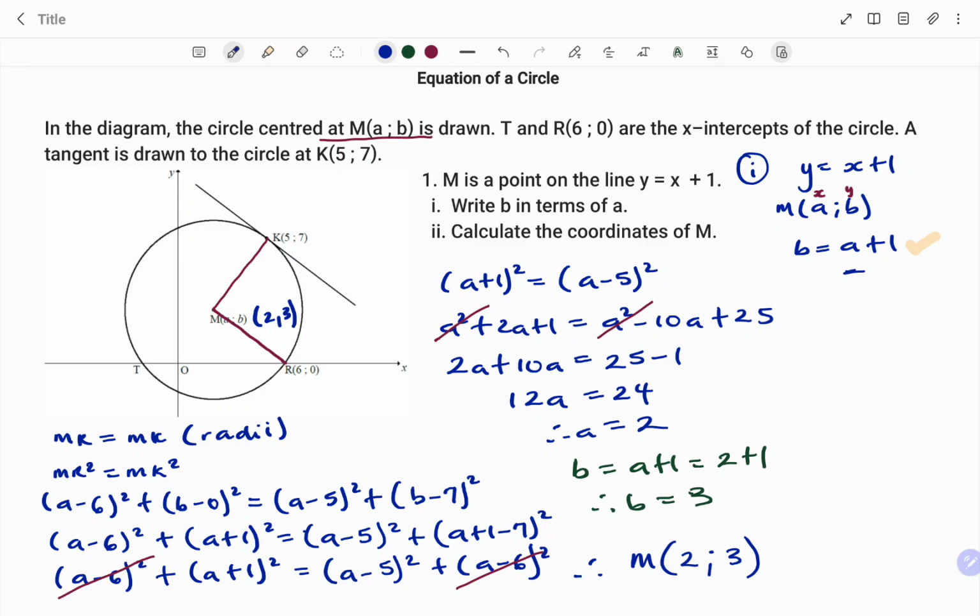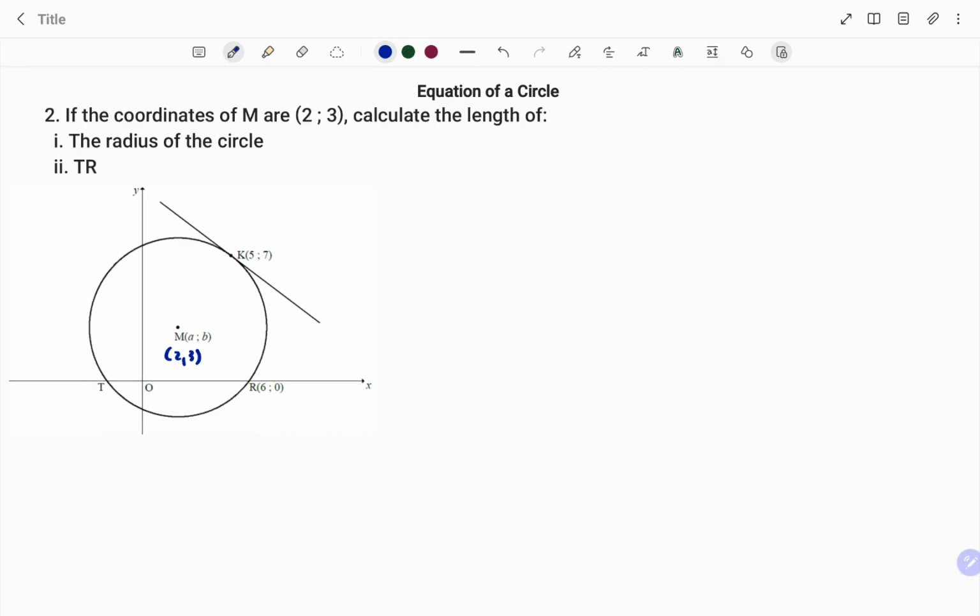Let's look at the next question. Now that we've been able to find the coordinates of M, the next question says calculate the radius of the circle.